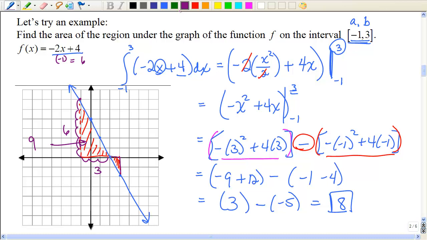All right, then we have this one. That's 1, that's 2. Base times height divided by 2. That's an area of 1, but remember it's below, so we would subtract that. And lo and behold, 9 minus 1 is 8 square units. So the calculus really does work.